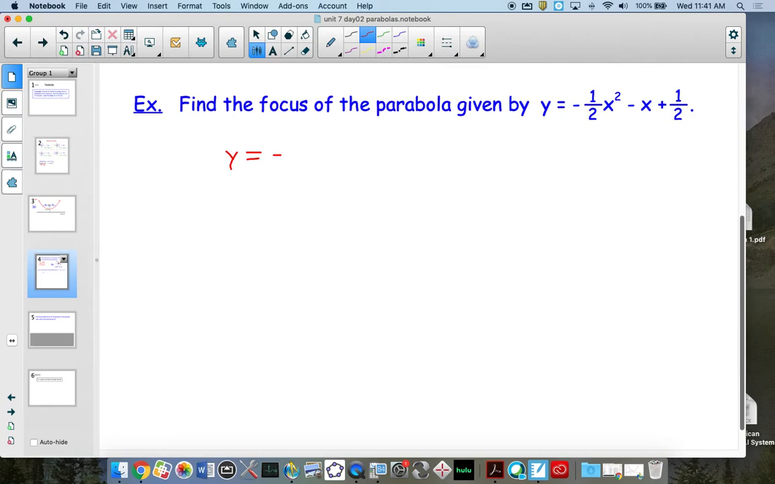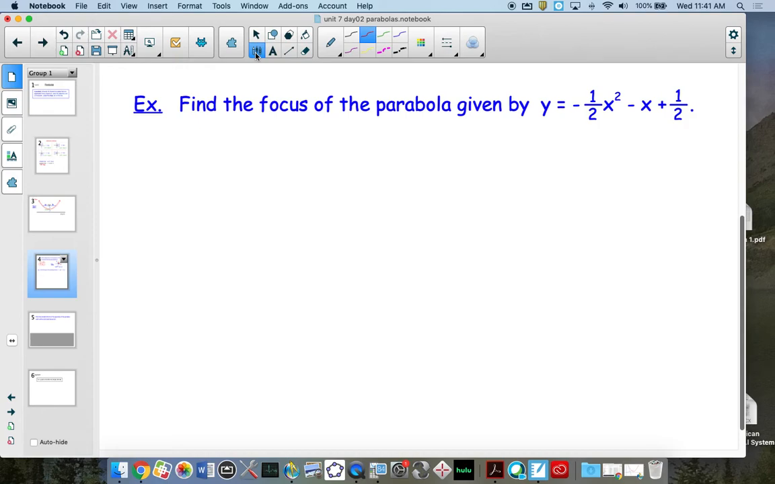So the x is the term that is squared. So we know that it's opening upward or downward. And we need to complete the square. And one of the ways we completed the square was we factored out the coefficient of x squared from the x squared and the x term. But in this case, sometimes that's a little difficult to do. So instead of trying to do that, I'm going to show you an easier way to deal with this.